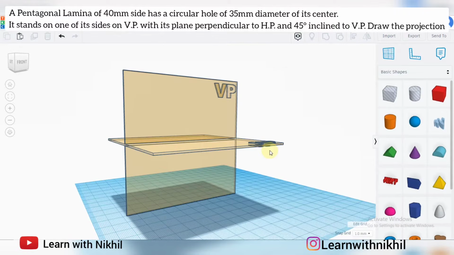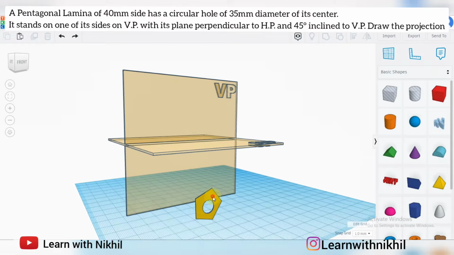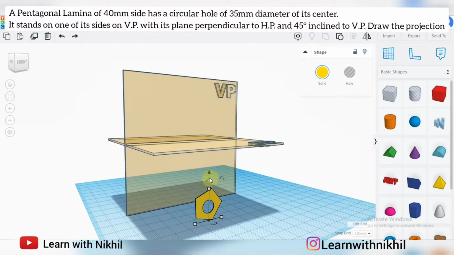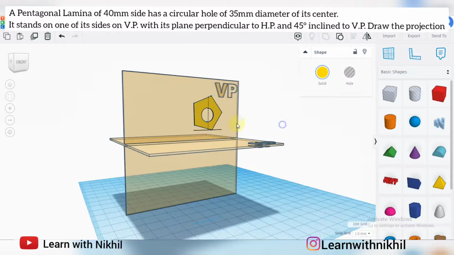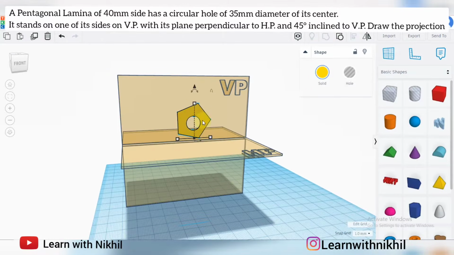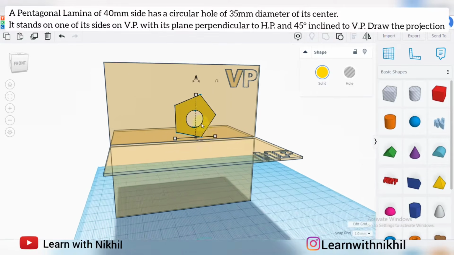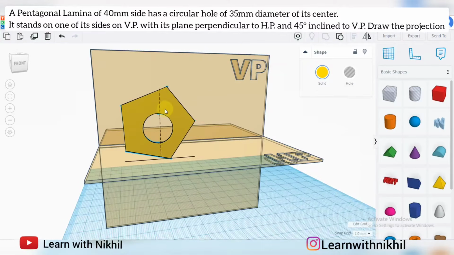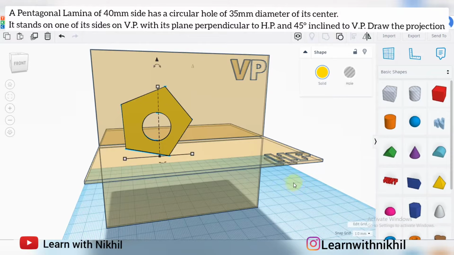Now as per the question given, first we have to consider a pentagonal lamina of side 40 millimeter, and it has a circular hole of 35 millimeter diameter at its center. So here we have considered a pentagonal lamina. So this is a pentagon and we have drilled a hole at the center of it with the given diameter and given sides of pentagon. Now, how will this be visualized in the vertical plane and the horizontal plane?